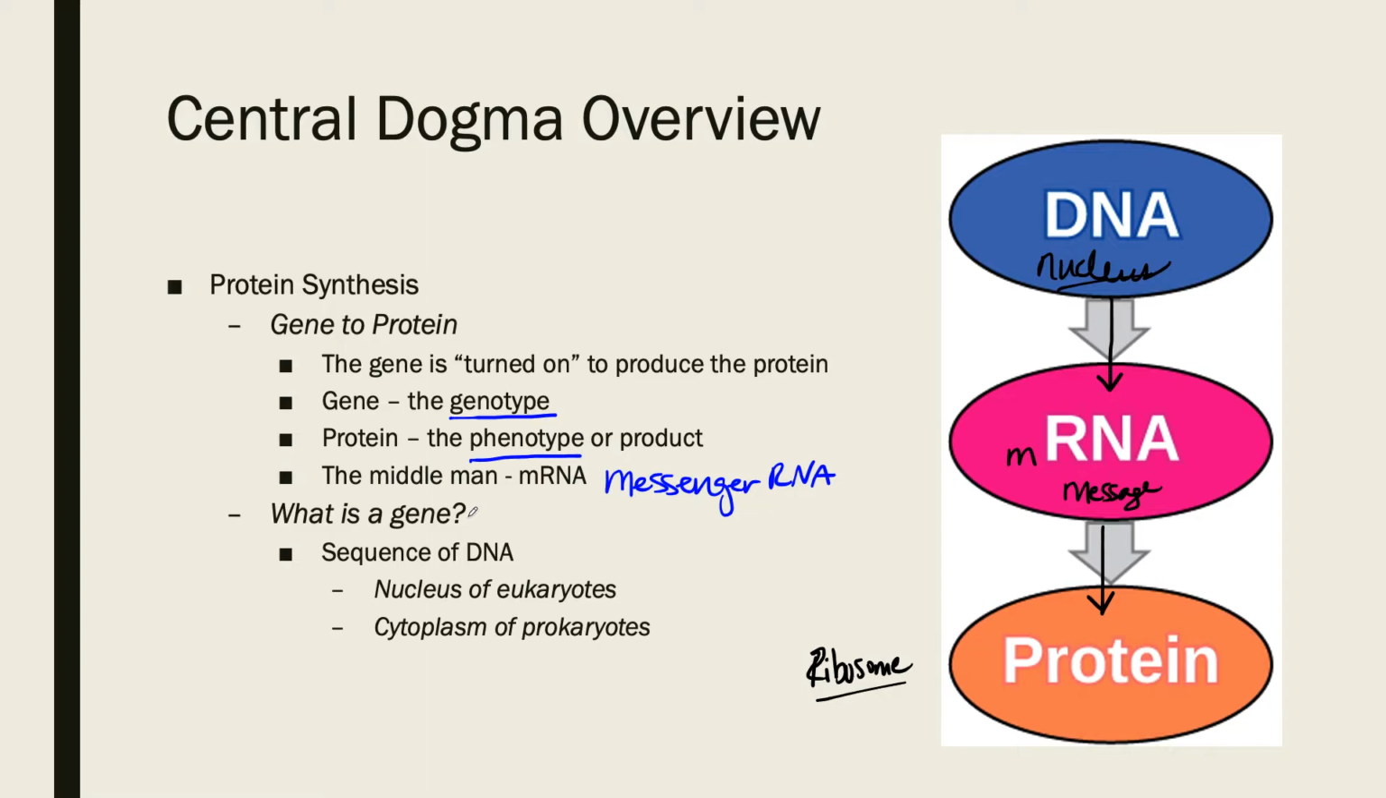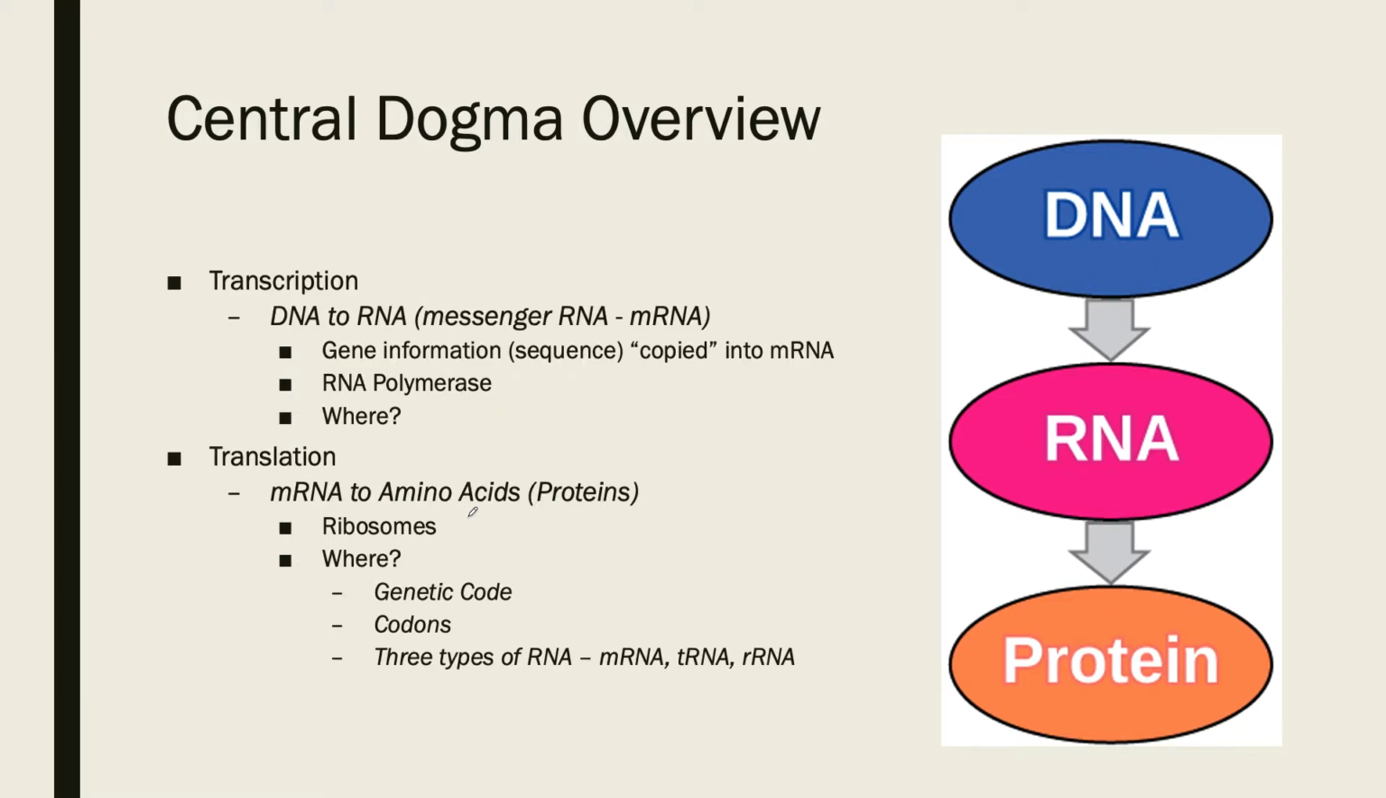Now, a gene is just a short segment, or a certain number of nucleotides, in a DNA sequence. And again, it would be found in the nucleus if we're talking about eukaryotic cells, or the cytoplasm if we're talking about prokaryotic cells. So in our figure that we looked at before, we said this is one process between DNA to RNA, and that process is called transcription.